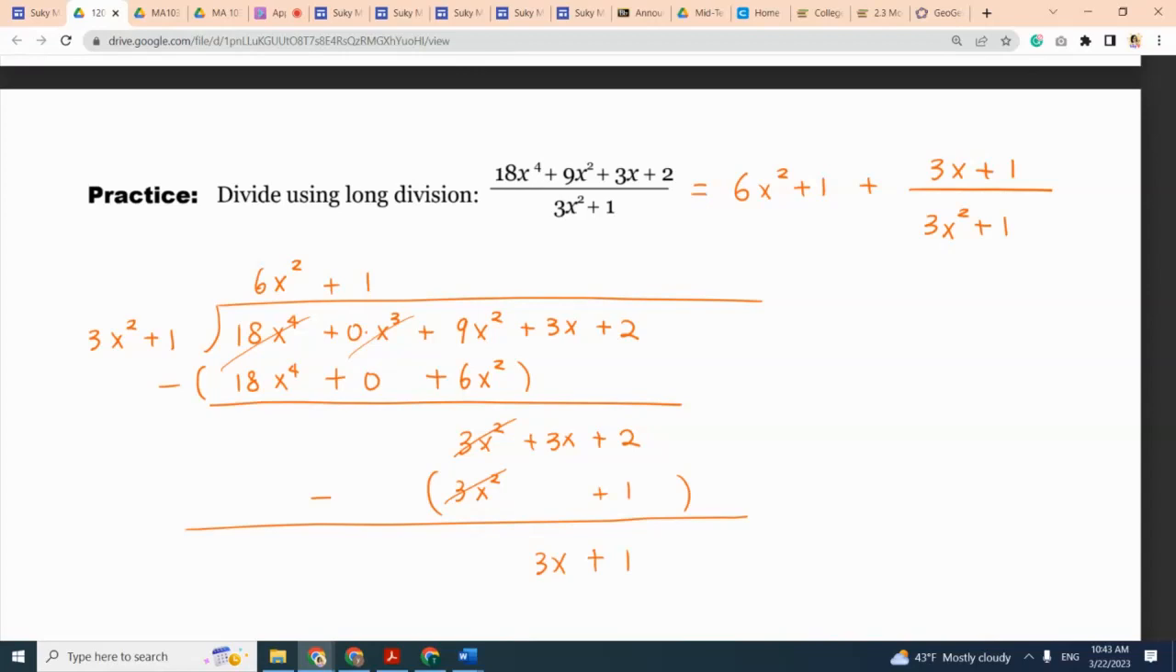Okay, everybody? So this is long division. And now, let's learn synthetic division. Long division works in general, no matter what your denominator is. Synthetic division only works for a linear denominator, with the leading coefficient being 1.